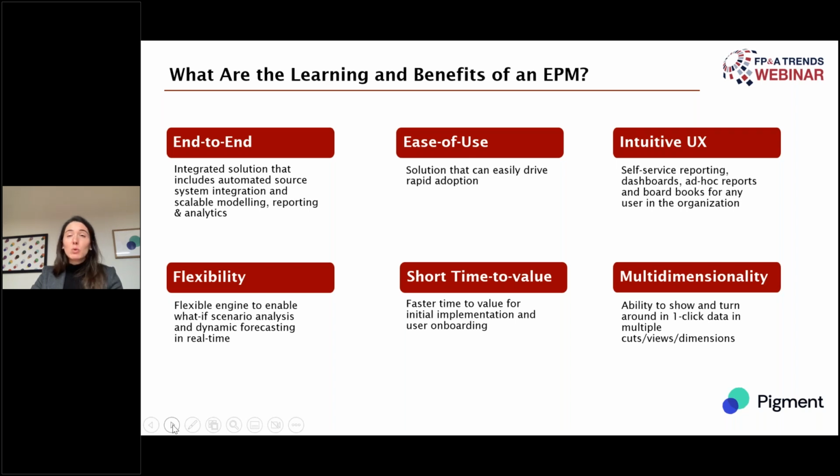Fifth, short time to value. We all like to work through iterations and get a quick ROI on these technology products. And that is a promise that an EPM system can bring to your FP&A team. And last, the multidimensionality is fantastic. It's the ability to turn your model upside down in a few clicks, to have multiple cuts or views or dimensions next to one another and challenge your budget model through different lenses.